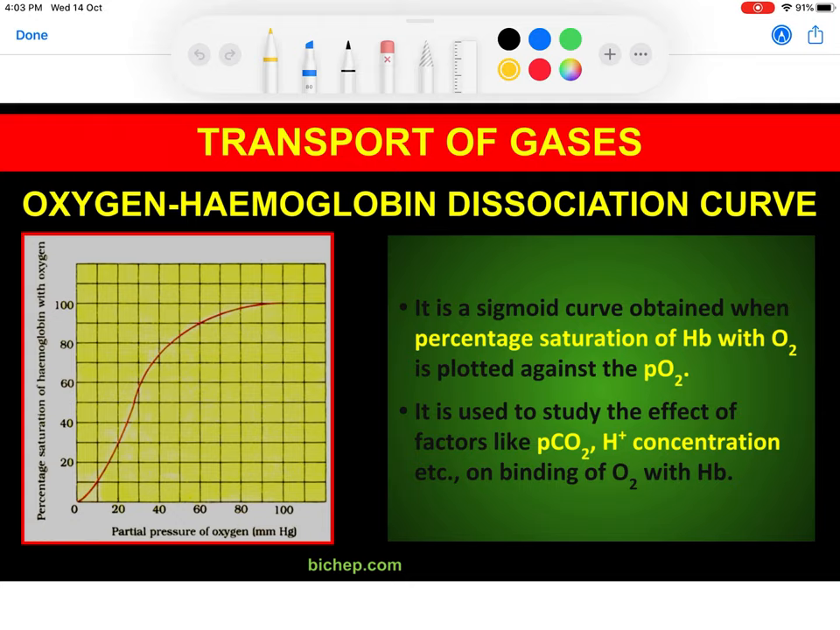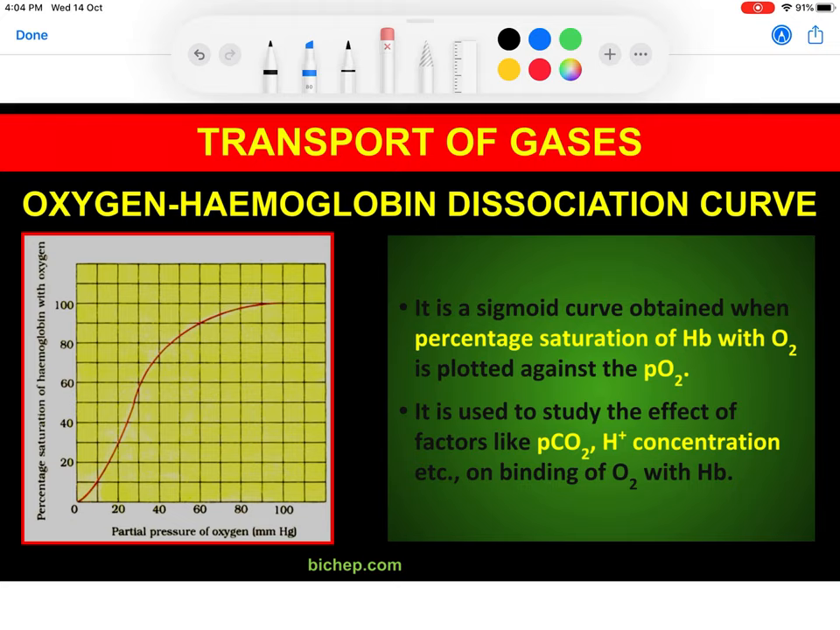Now there are two parameters shown here. Parameter number one is the partial pressure of oxygen, PO2. And on the y-axis, it is the percentage saturation of hemoglobin with oxygen, called SO2. So PO2 versus SO2 is the simplest representation of this graph. On the x-axis you have partial pressure of oxygen in mmHg, and on the y-axis you have percentage saturation of hemoglobin with oxygen.